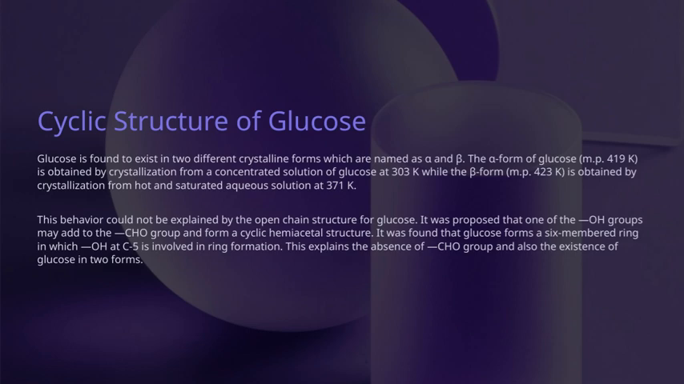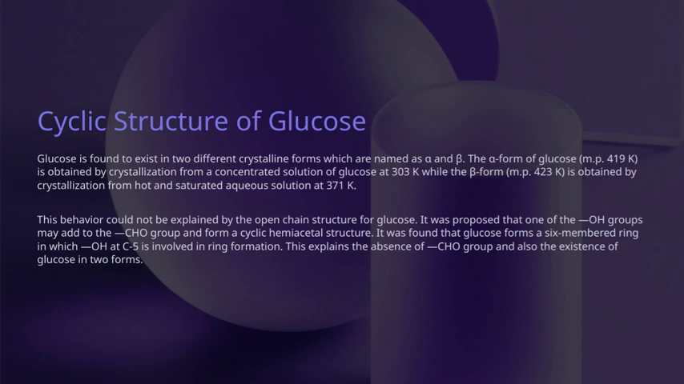This explains why the CHO group is no longer present in the same way, because it's now part of that ring system. This cyclic structure is also the reason why glucose exists in two different forms. We call these the alpha and beta forms. The alpha form has a melting point of about 419 Kelvin, and is obtained when you crystallize glucose from a concentrated solution at around 303 Kelvin.